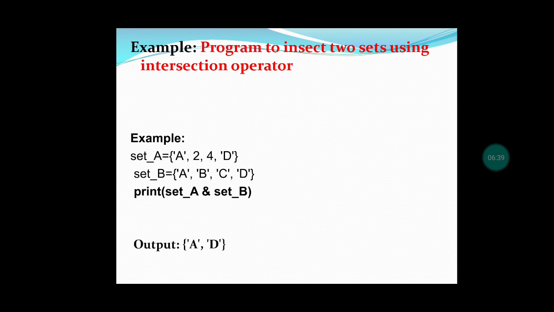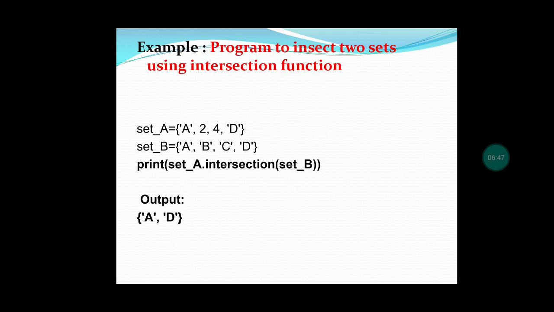Only the common elements will be taken. That is called as intersection. That is intersecting two sets. Next example, we are using the same example. Here we have used intersection function. In the previous example we have used intersection operator. In this example we have used intersection function.